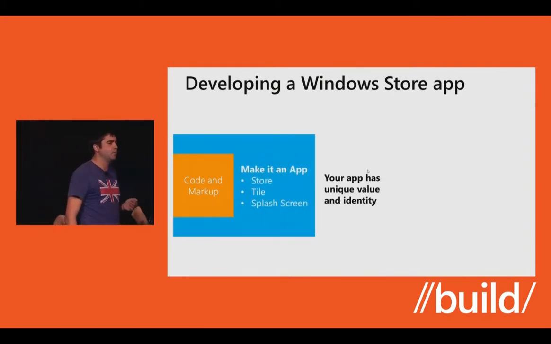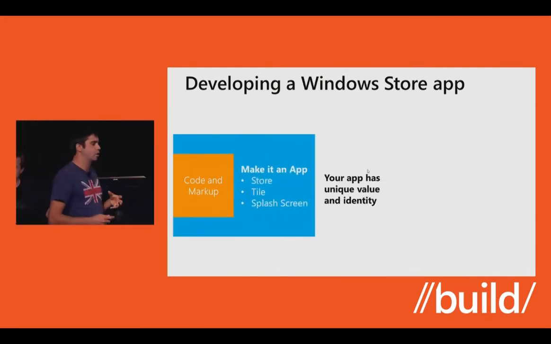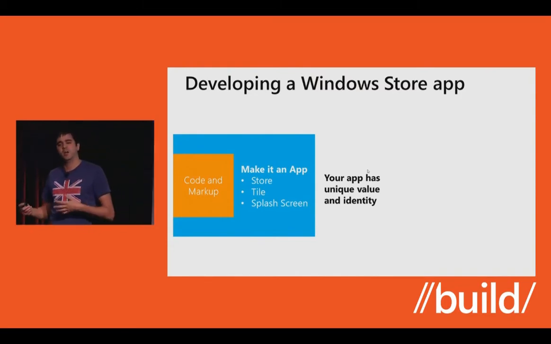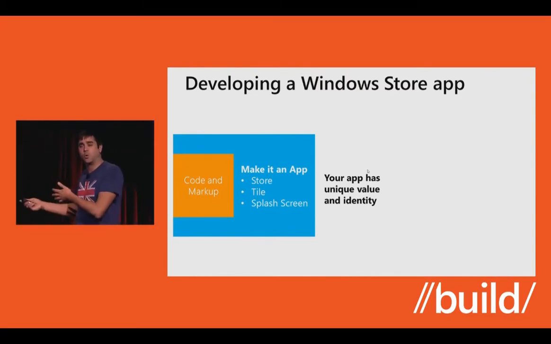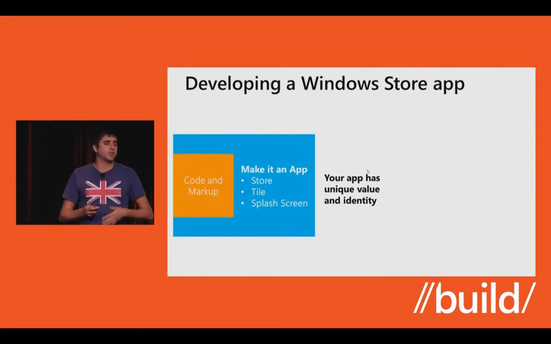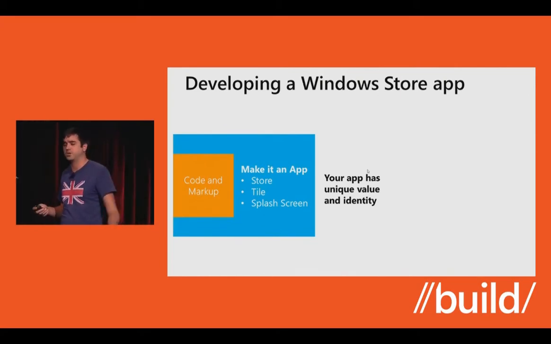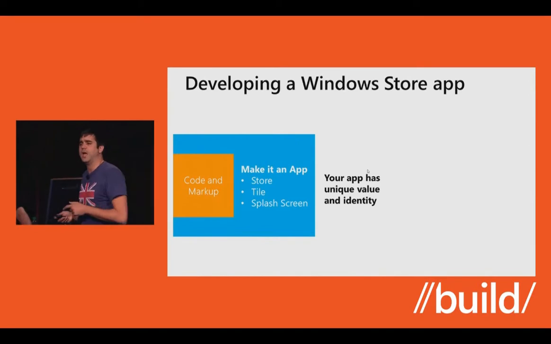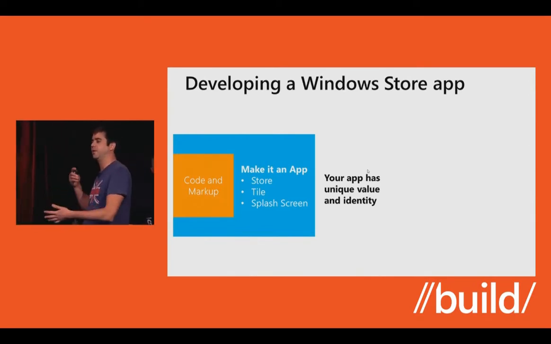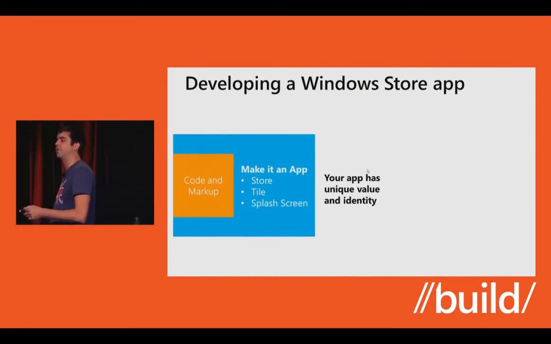The next thing, once you've actually written your app and written your code, you're going to want to publish it to the store. And you're going to want your app to have a unique personality. It's going to have a tile. That tile is going to be on the store. When the user installs the app, they're going to see the same tile on their start screen. When they launch the app, they're going to see the splash screen. And I assume that when you build all those things, you'll make sure they fit with the personality of your app overall.